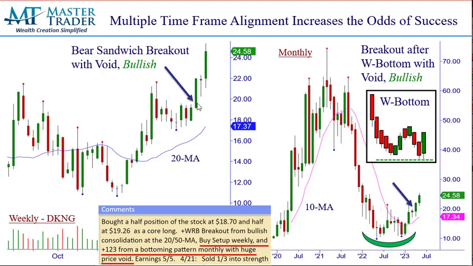The arrow is pointing to the price where we entered this on the daily chart. The monthly chart, this was an IPO back here in 2019. So this is major support. This is what we call a price void.